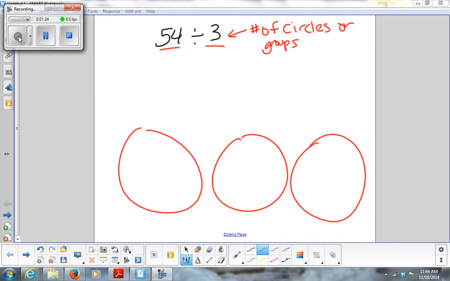Okay, so base 10 blocks, right? That's the whole point. So 1, 2, 3. Those are too big. I don't like those. So 5 10s and 4 1s. Okay, now what can I do? Walk me through how to solve it. Bailey.